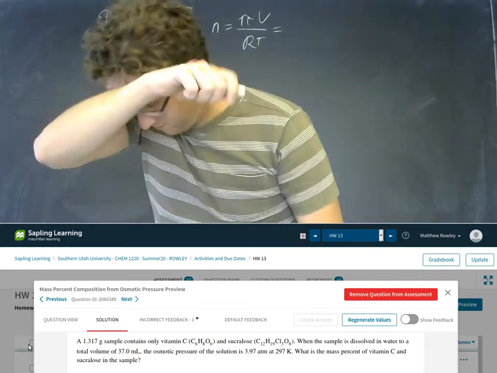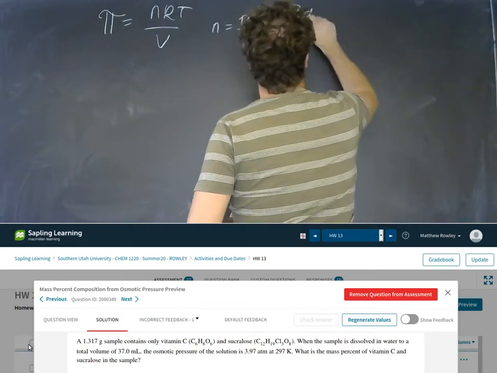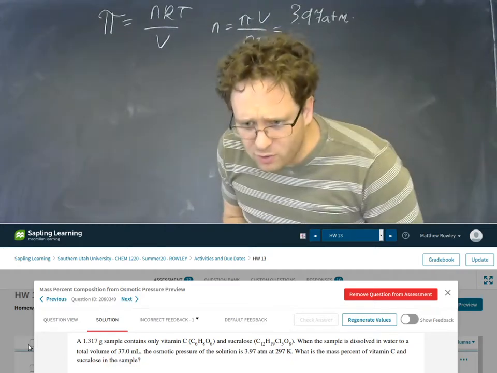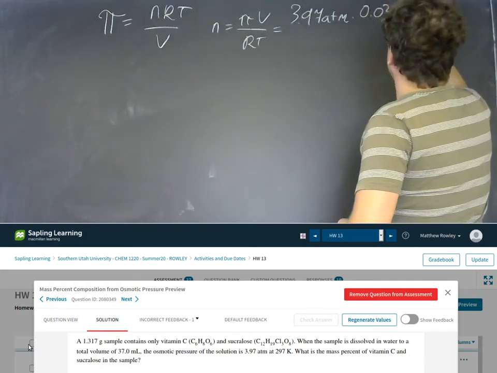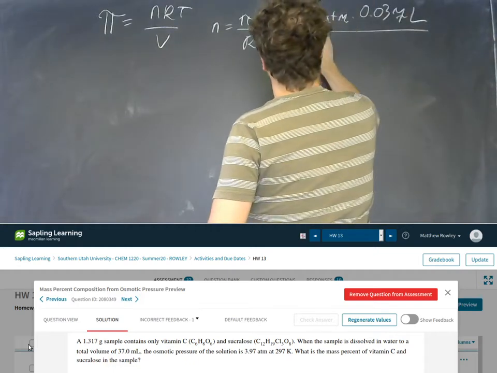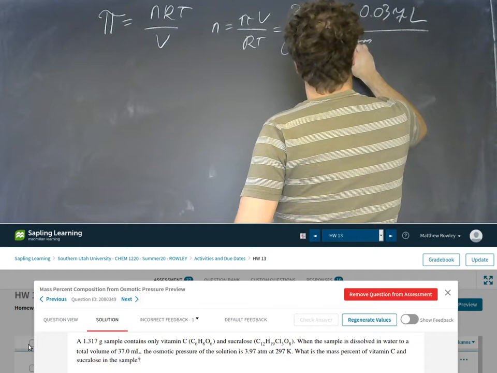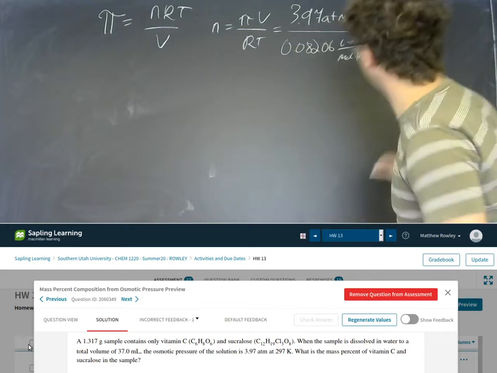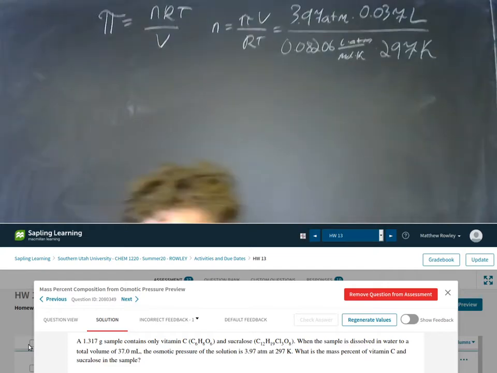We've got osmotic pressure of 3.97 atmospheres. And the volume is 37 milliliters. Let's convert that to 0.037 liters over R. That's 0.08206 liters atmospheres per mole Kelvin. And the temperature was what, 297 Kelvin.